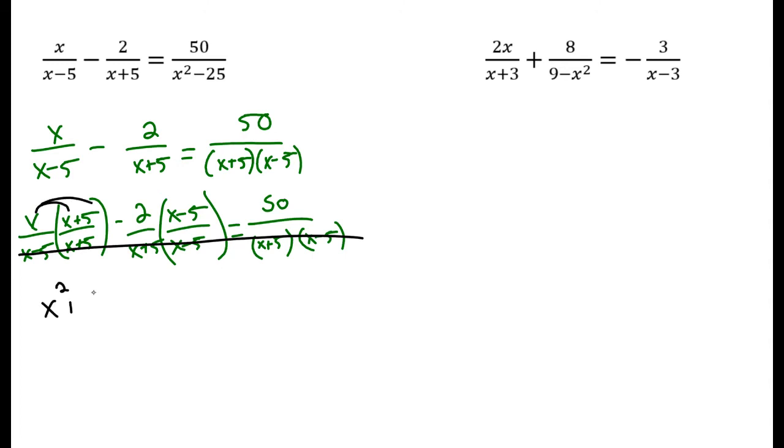X squared plus 5x. Be careful here, you're distributing a negative 2. That negative is really part of that 2. We can't lose that when we distribute, otherwise we're going to have a sign error and not end up at the correct solution.